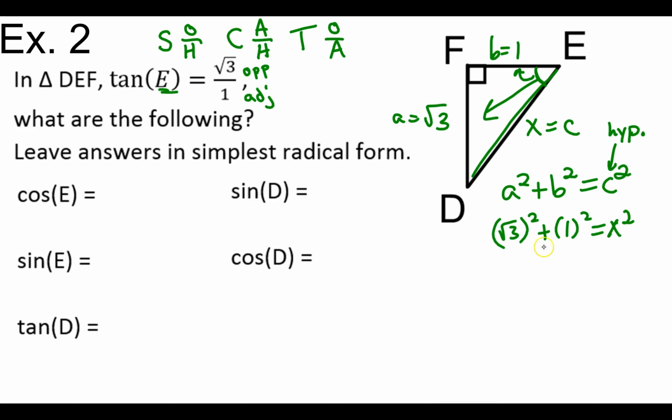So on this side, let's simplify. Square root of 3 squared. Now, I don't know if you guys know this, but a square root and a square are inverses. So when you have those, those actually cancel each other out. The square root goes away, the square goes away, and all we're left with is the 3, plus 1 squared, 1 times 1, well that is 1. So 3 plus 1 is equal to x squared. Now simplify from here. 3 plus 1 is 4. Bring down your x squared.